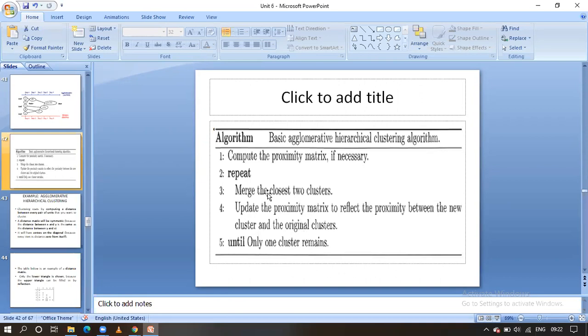The same process we are going to repeat, guys. The closest clusters we are going to merge. What is the ending step? Finally we will get one big cluster containing all the objects. That is the ending step in the agglomerative hierarchical clustering algorithm. Here we start with individual clusters, and finally we get one root. That is why we call this process a bottom up approach.